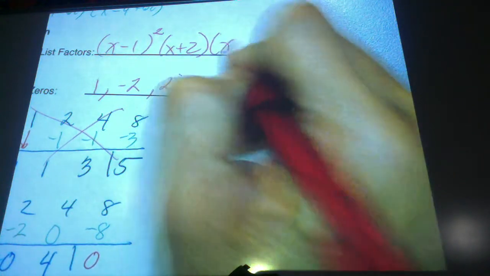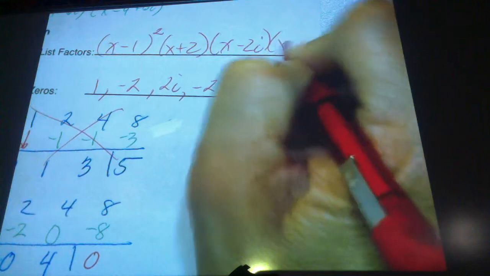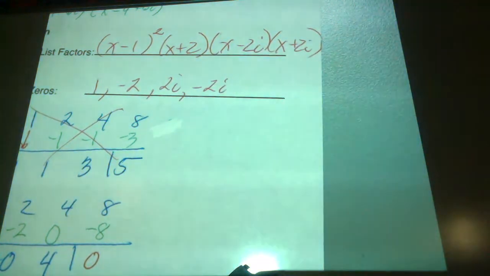So what's your linear factor for the positive 2i? x minus 2i. And for the minus 2i, x plus 2i. So change the sign. So now I have 5 factors altogether. I've accounted for all of my zeros. These are all of my zeros here. There's only 4 of them.